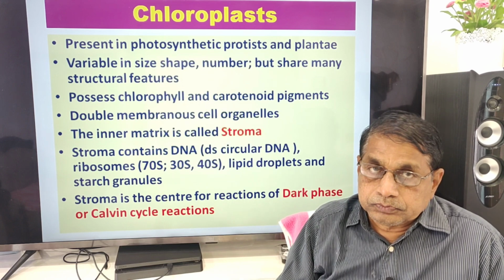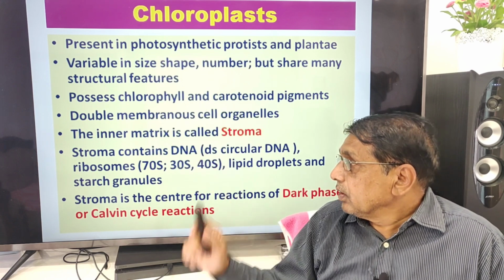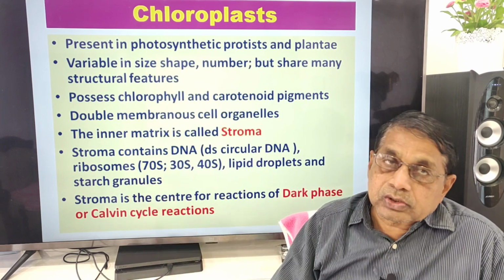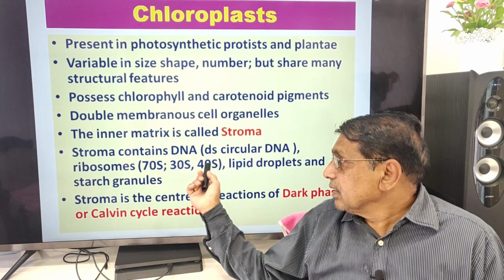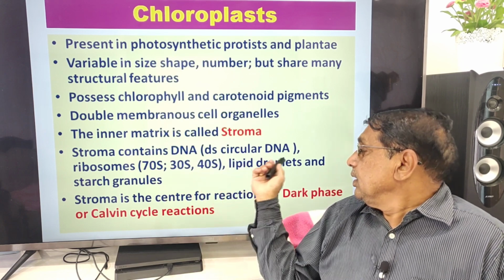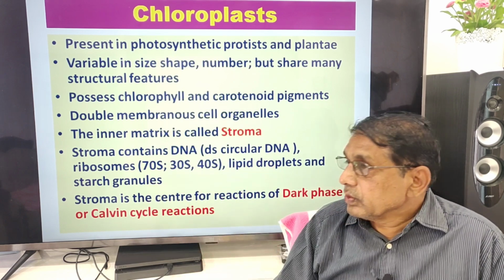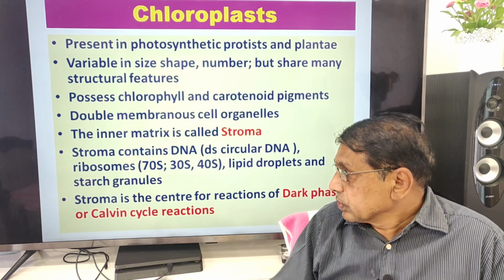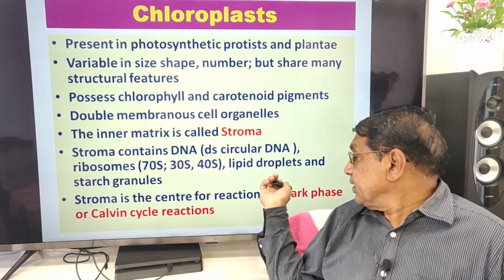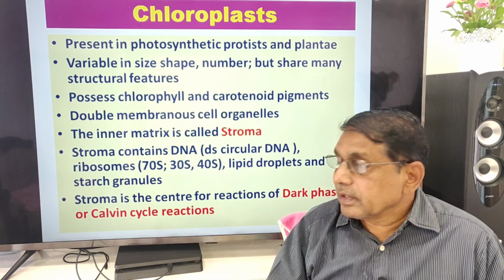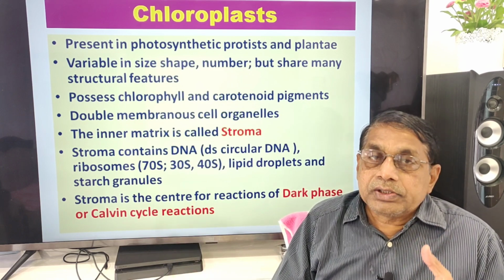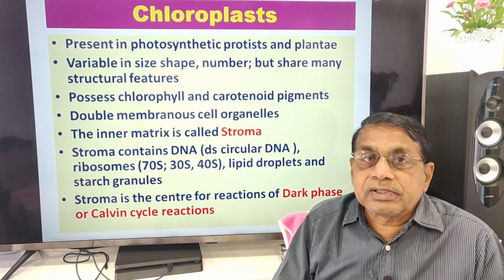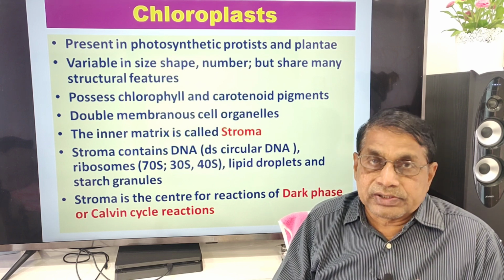Important: double-stranded circular DNA. Ribosomes are also present. They are 70S, smaller subunit 30S, larger subunit 40S. Lipid droplets and starch granules are present. Stroma is the center for the Calvin cycle reactions, the dark phase reactions, whereas thylakoids are the centers for the light phase reactions, the photochemical reactions.